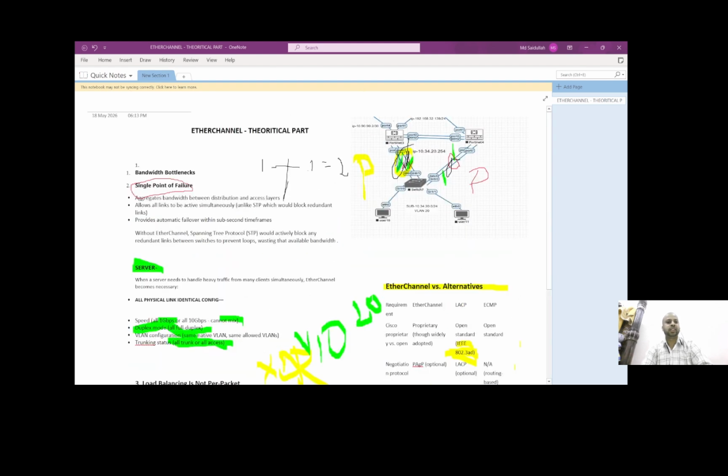Okay, this is the summarization of the EtherChannel theoretical part. What we mainly achieve from EtherChannel is high bandwidth, double bandwidth, as well as redundancy. And STP does not allow the redundancy. One port is blocked and one port is forwarding. In another video I will show you STP.